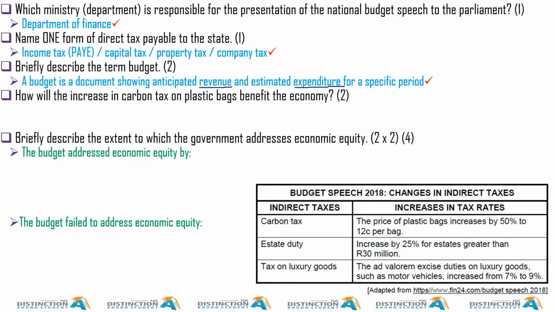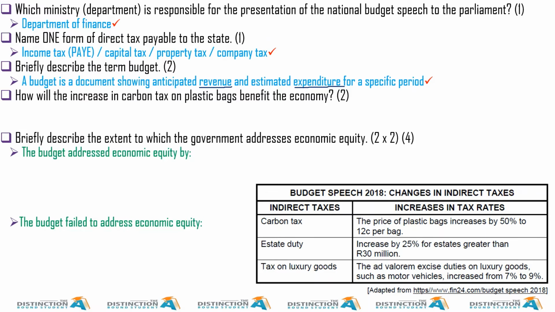So a budget is a document showing anticipated revenue, like you see here. The money will be spent from the 1st of April, but this thing is presented in March. So the revenue is anticipated. It's not fully collected, so there will be elements of estimation there as well.